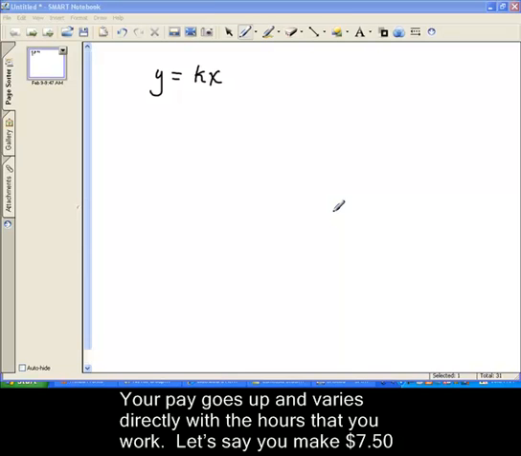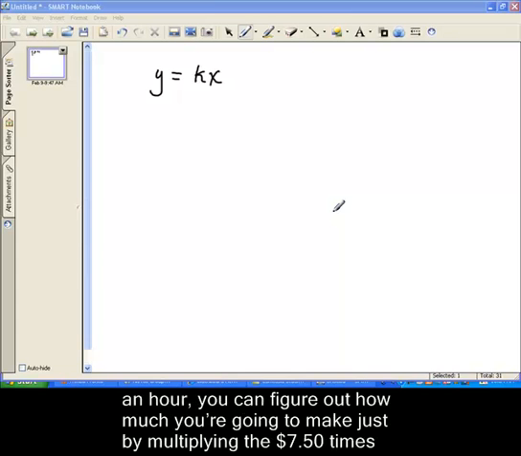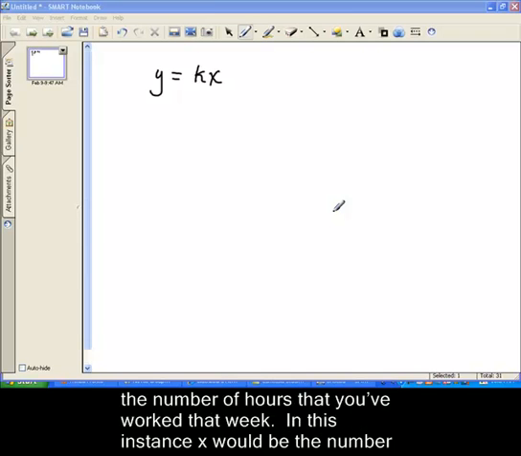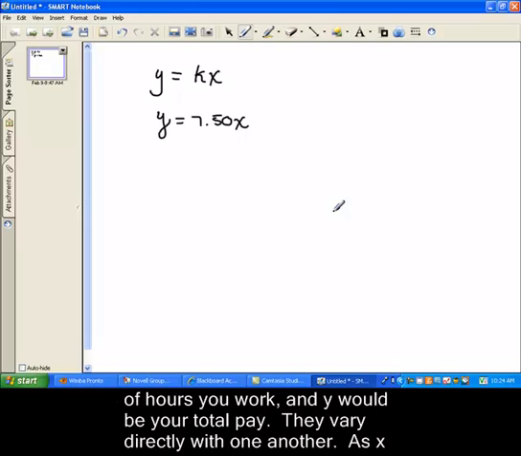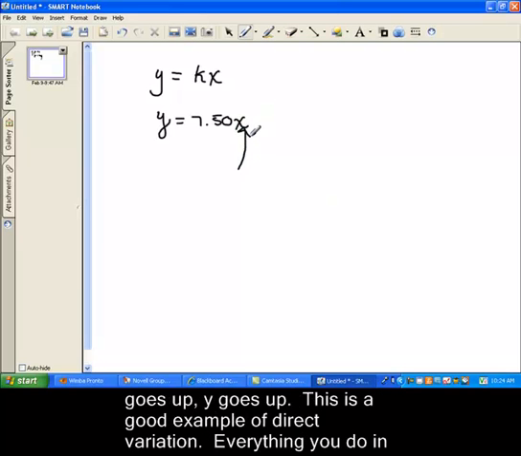So let's say you make $7.50 an hour. You can figure out how much you're going to make just by multiplying the $7.50 times the number of hours that you've worked that week. In this instance, X would be the number of hours that you work, Y would be the amount of your pay. So they vary directly with one another. As X goes up, the Y value goes up. That's a good example of direct variation.